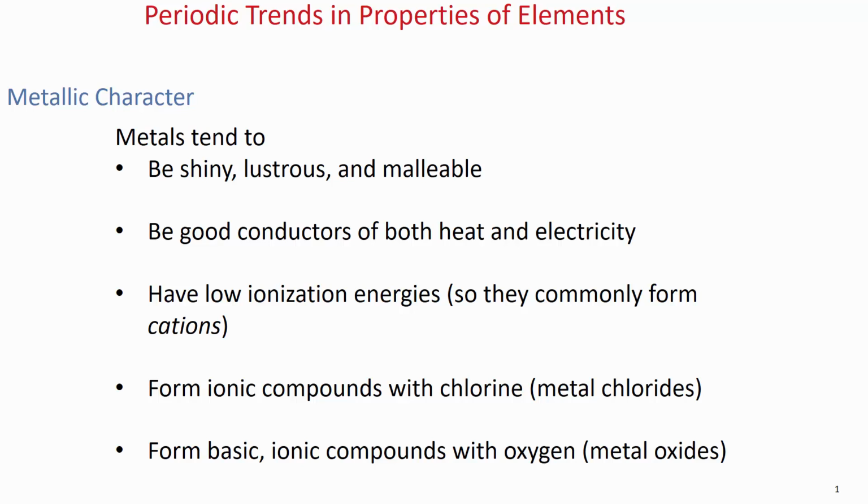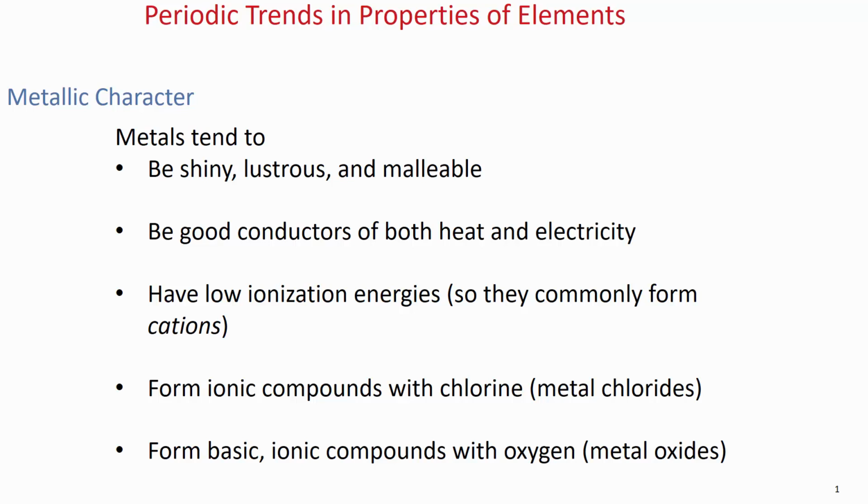We've been talking about how metals tend to have low ionization energies and low electron affinities, and that's why they lend themselves to forming positive ions. And nonmetals have high ionization energies and high electron affinities, and that's why they tend to be negative ions.